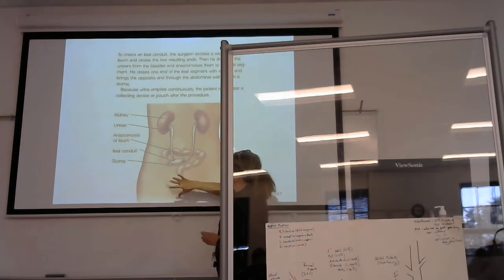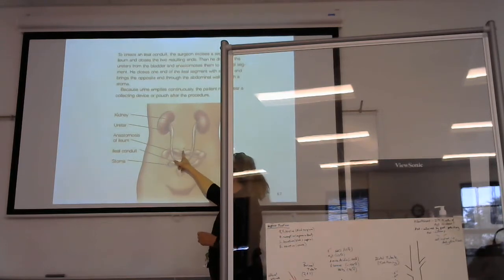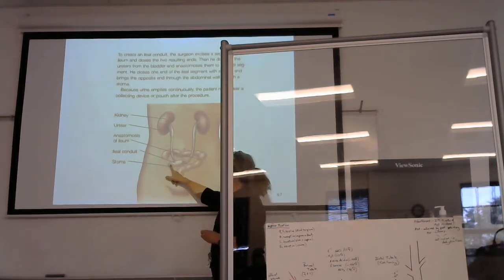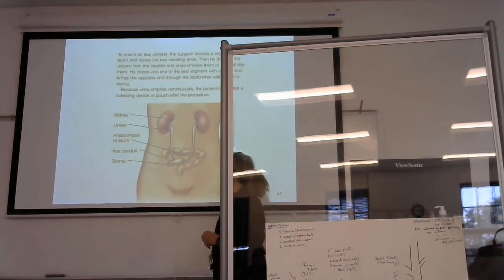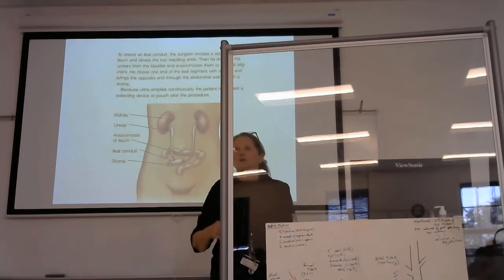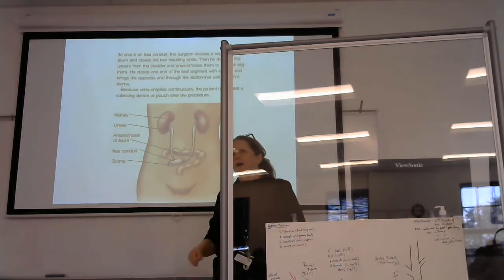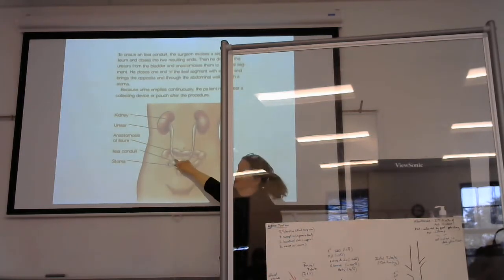So, what kind of problems post-op from this surgery? We've taken a piece of this ileum, we've re-anastomosed, we've made a little conduit, put the ureters there, made a stoma, have a nice little appliance on it. As the nurse, what are you going to be watching for? What kind of complications can occur from this?